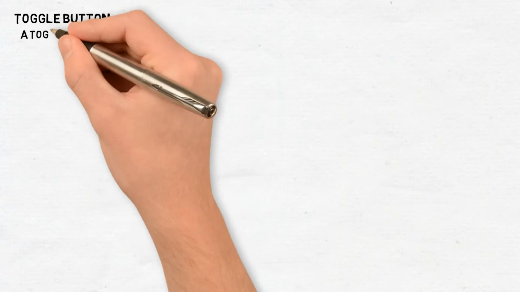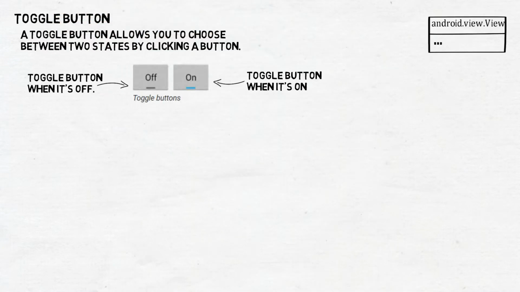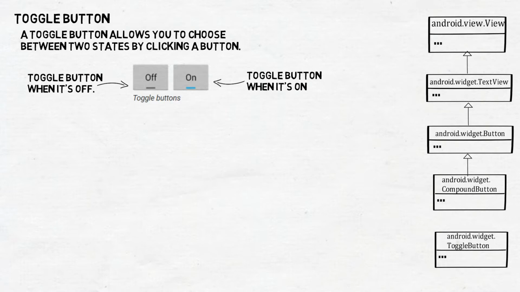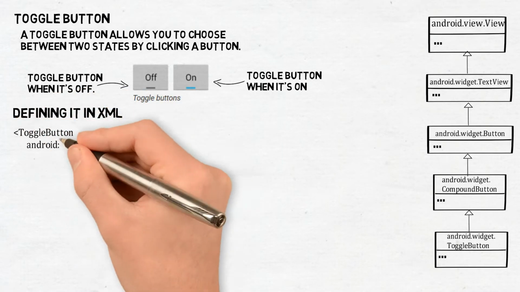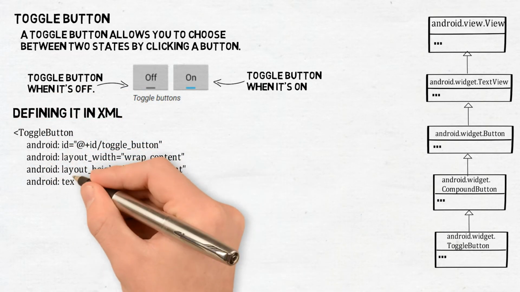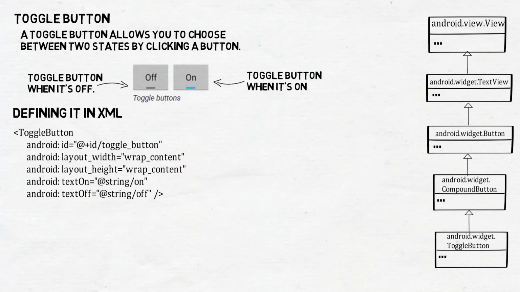A toggle button allows you to choose between two states by clicking a button. You define a toggle button in XML using the ToggleButton element. You use the android:textOn and android:textOff attributes to say what text you want the button to display depending on the state of the button.